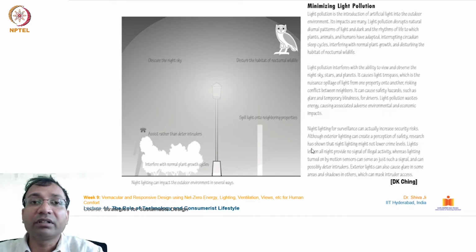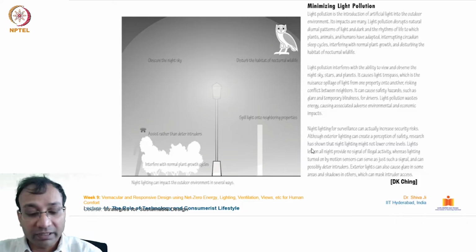So there are multiple ways you can understand this phenomenon. In an overall sense, this hinders human comfort, and the comfort and conditions required for other life forms. So we must take care of lighting design in our projects, so that it doesn't become a polluting thing for others.